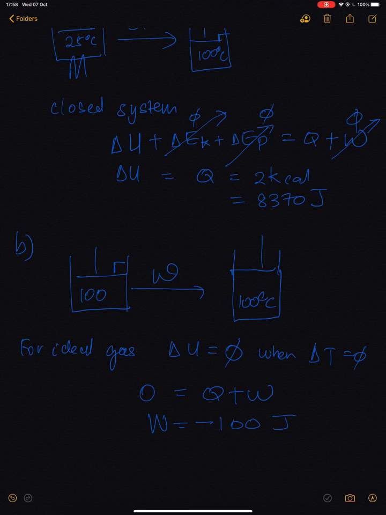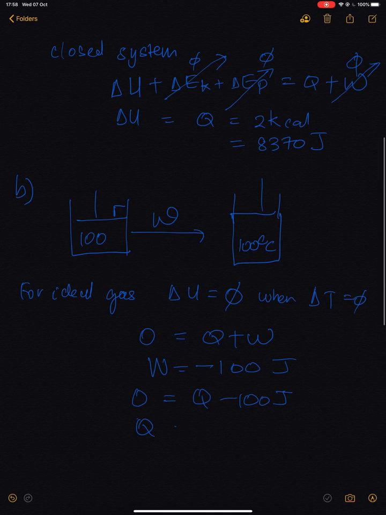So if we go back to our energy balance, we're going to have 0 is equal to Q minus 100 joules. So Q is equal to 100 joules. So what does this mean? This means that as the piston expands, heat is transferred into the piston in order for this expansion to occur.